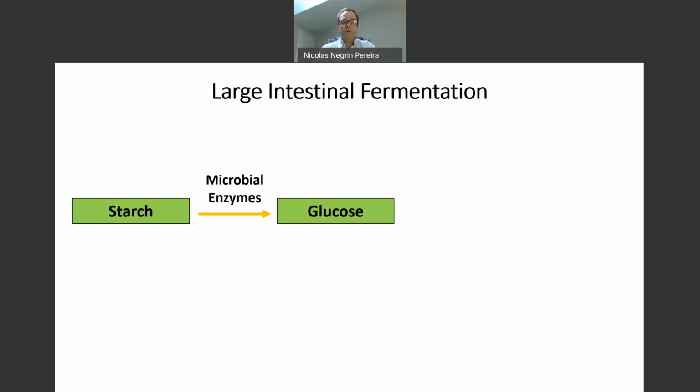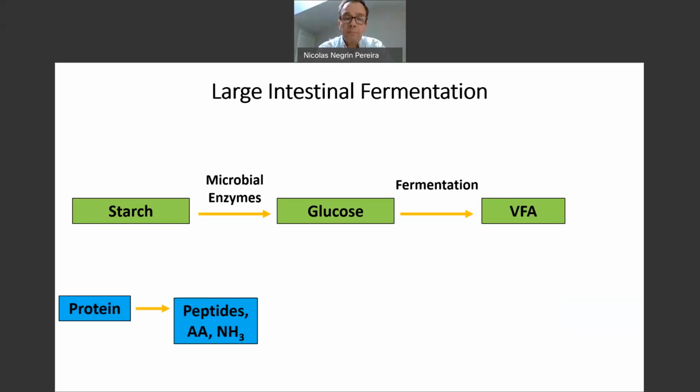It's going to be converted to glucose by microbial enzymes in the large intestine. We are considering the large intestine here, and glucose is going to be produced into volatile fatty acids by fermentation. So the microbes have the same enzymatic battery as a monogastric has. And in the case of proteins, they're going to be digesting the peptides, amino acids, and nitrogen, in particular ammonia, to produce microbial protein. And glucose, remember, can also be used for the synthesis of microbial proteins by the microbes.